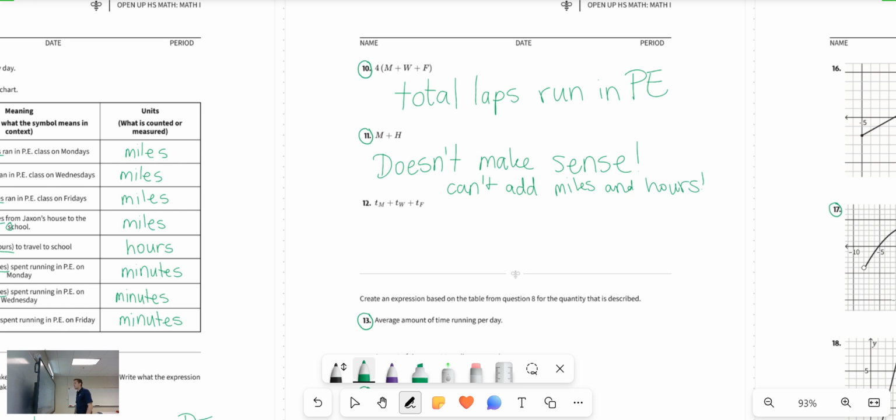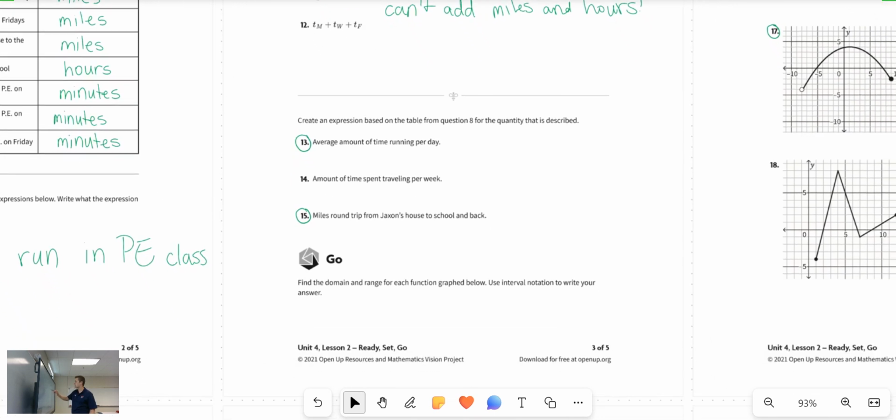Okay. Here we go. That was 10 and 11. Now we're on to 13.